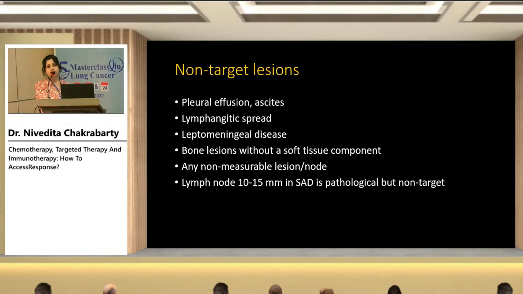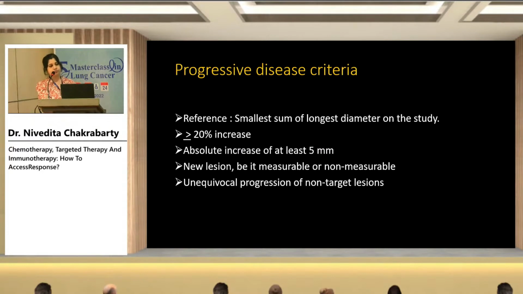Now coming to non-target lesions, any measurement other than the target lesions are non-target lesions. And of course, pleural effusion, ascites, lymphangitic spread, leptomeningeal disease, bone lesions without a soft tissue component, any non-measurable lesion node, as I already said. Lymph nodes 10 to 15 millimeter in short axis diameter are considered as pathological but non-target, and they need to be mentioned. Now, what is the criteria for progressive disease?